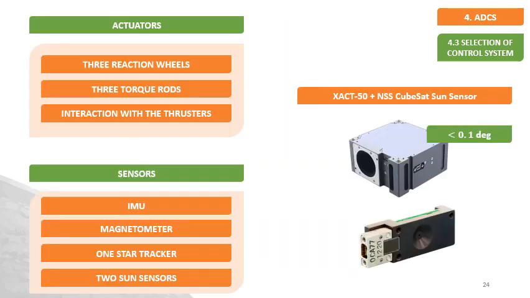So, in terms of sensors and actuators, it has been decided to implement 3 reaction wheels, torque rods to perform the desaturation, and in case external aid is needed, it will be able to interact with the thrusters. Sensors will be composed by an IMU, a star tracker, a magnetometer, and 2 sun sensors, so that in the end the total system is able to provide the required pointing accuracy of lower than 0.1 degrees.